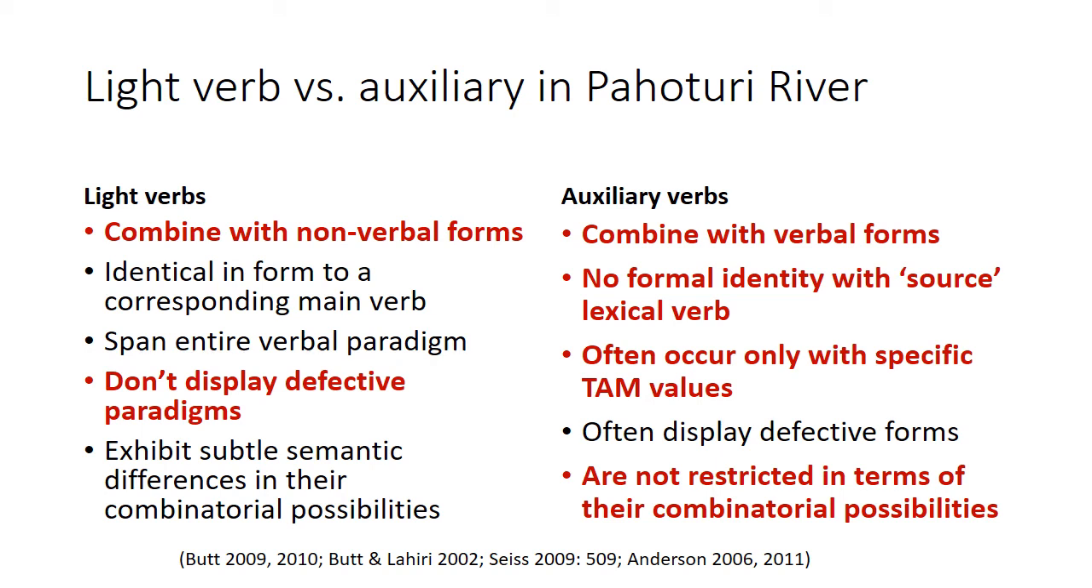And then finally, inflected forms in Pahoturi River complex predicates are truly semantically empty and don't seem to be restricted in terms of the non-inflected elements that they can co-occur with. There is a clear division of labor in the complex predicate. The non-inflected element contributes to meaning, and the inflected element provides a vehicle for categories that can only ever be formally expressed on a verb, like TAM, directionality, cross-referencing of core arguments, and all those things. So in that sense, again, these forms are more like auxiliaries.